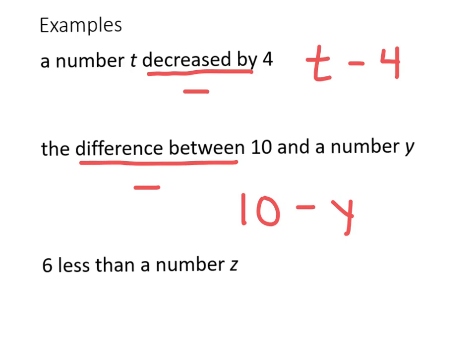The last one is 6 less than a number z, and this is one of the tricky ones because we see the term less and we know that indicates subtraction. However, this word than means that it's a flip around word. So instead of being 6 minus z, we're going to turn the order of z and 6, so it becomes z minus 6. Know that whenever you see that than, you're just flipping the order of the terms.